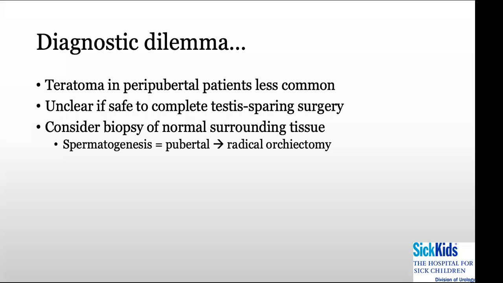One major consideration, which is also thankfully uncommon, is whether testis-sparing surgery is safe in those who present with a peripubertal mass, or somewhere around the time of puberty. In these patients, we do not have evidence that partial orchiectomy is safe. If there is any doubt, you can consider biopsy of normal surrounding tissue, assessing for evidence of spermatogenesis. If this is present, likely these patients should be managed with orchiectomy, as the most important goal for all of these patients is oncologic outcome.